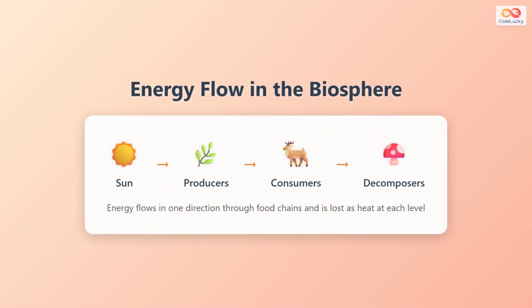Energy flows through the biosphere in a one-way direction. It begins with the sun, which provides light energy. Producers, primarily plants, capture this solar energy through photosynthesis and convert it into chemical energy. Consumers, such as animals, obtain energy by eating producers or other consumers. Finally, decomposers like fungi and bacteria break down dead organisms, returning nutrients to the soil. At each level, some energy is lost as heat, which is why energy cannot be recycled and must continuously come from the sun.